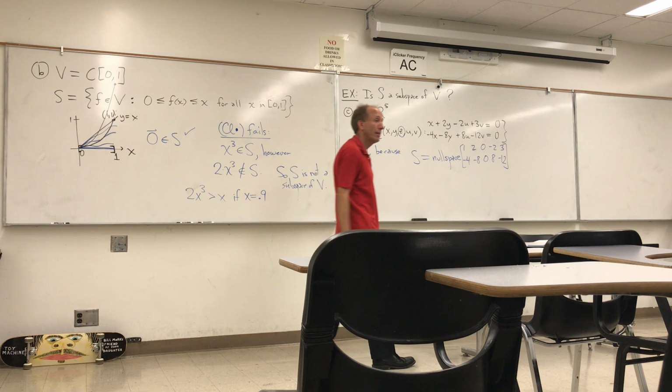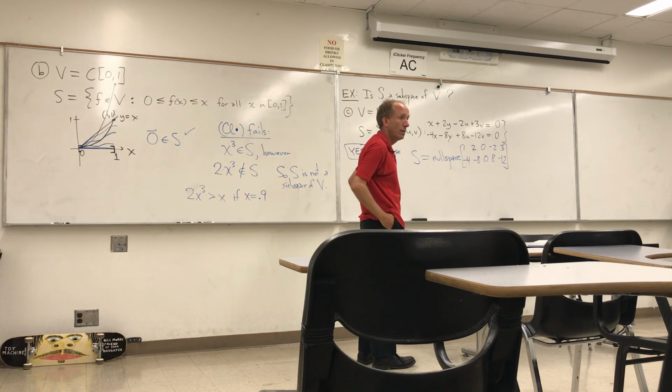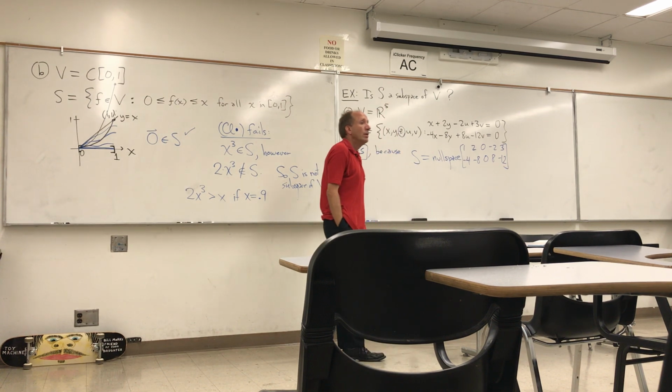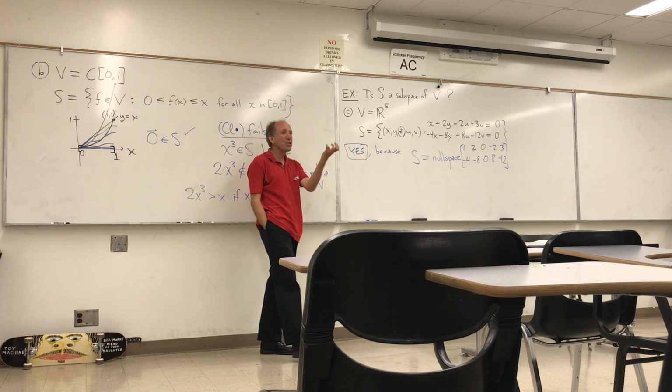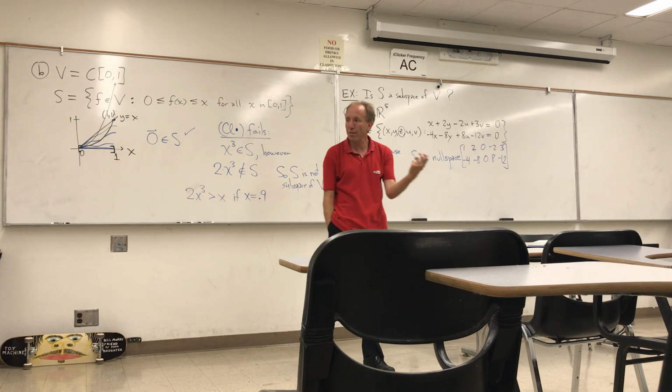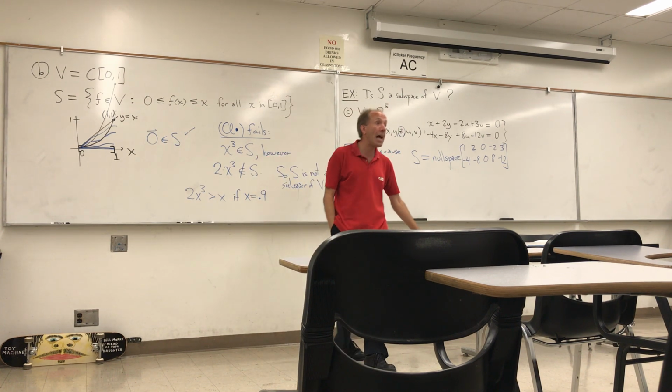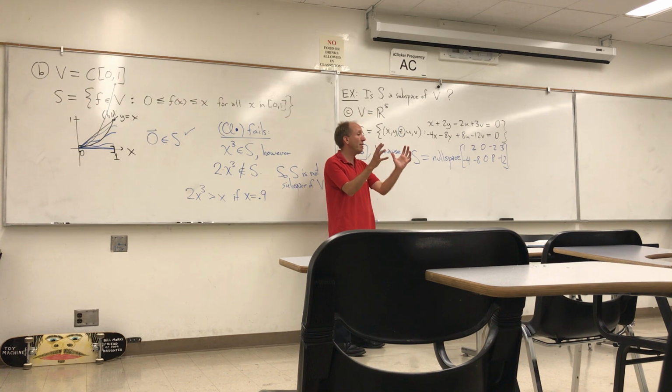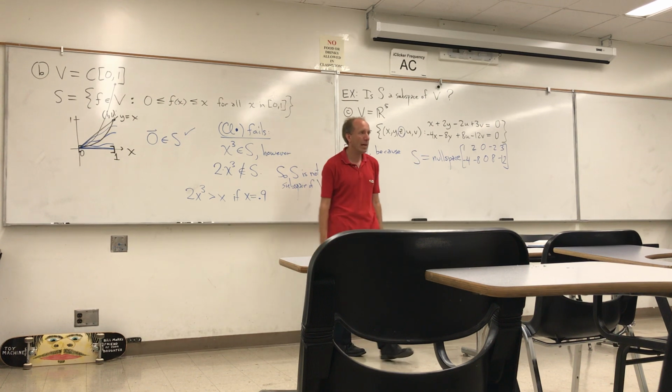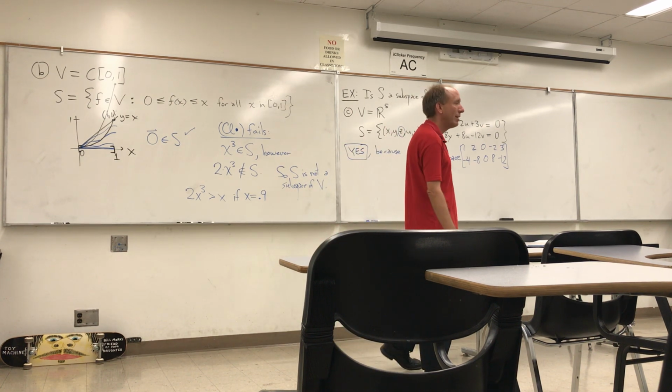Yes? In the case where the null space only contains the 0 vector, we still call that subspace? Yeah, that's the trivial subspace. The 0 vector by itself is the trivial subspace, and that can happen. For example, the null space of an invertible matrix is always just 0. That's dimension 0 then. And it has 0 dimension. Yeah, that's right.